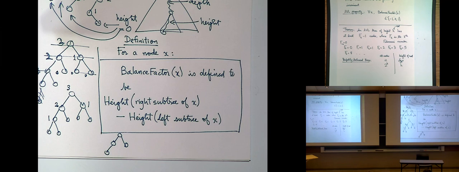Because in the end, what do we all care about? We just want to bound the running time. We just want to say it's O of log n. But instead of trying to understand, given the number of nodes, what the height is, I'm going to go the other way around. I'm going to say, given the height, can I say that it has many nodes?